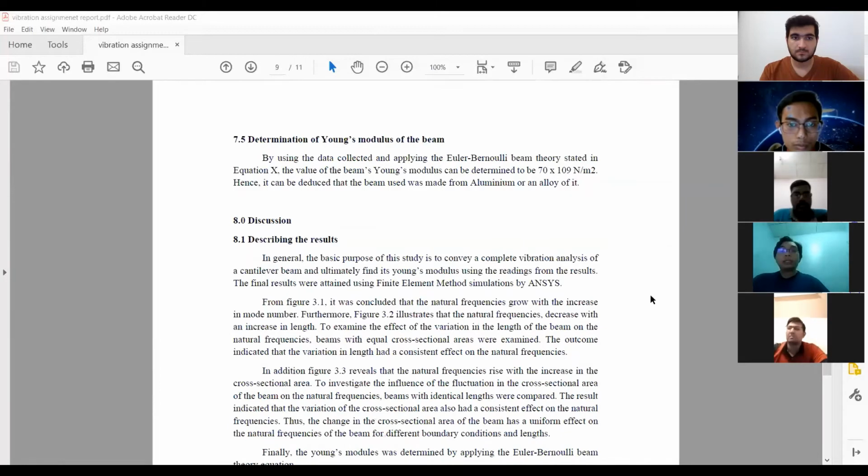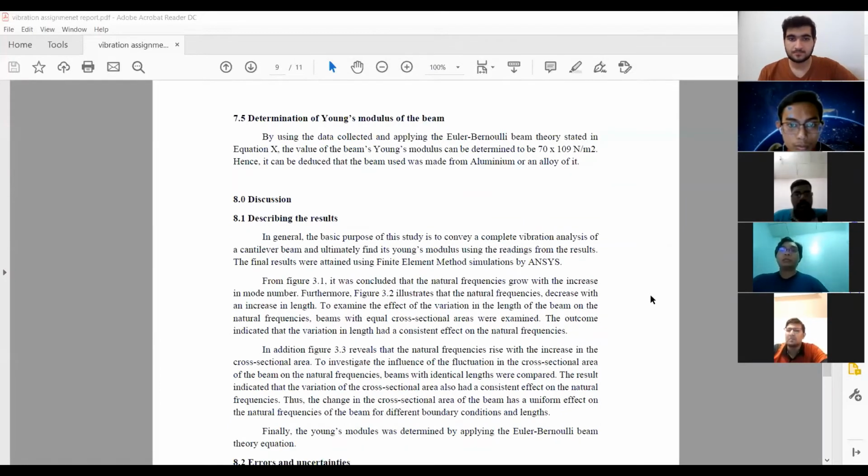And lastly, the determination of Young's modulus of the beam. This is done using the calculation method, and we've reached a value of 70 times 10 to the power of 9 Newton per meter squared, which is consistent with the value given for normal aluminum or an alloy of it.